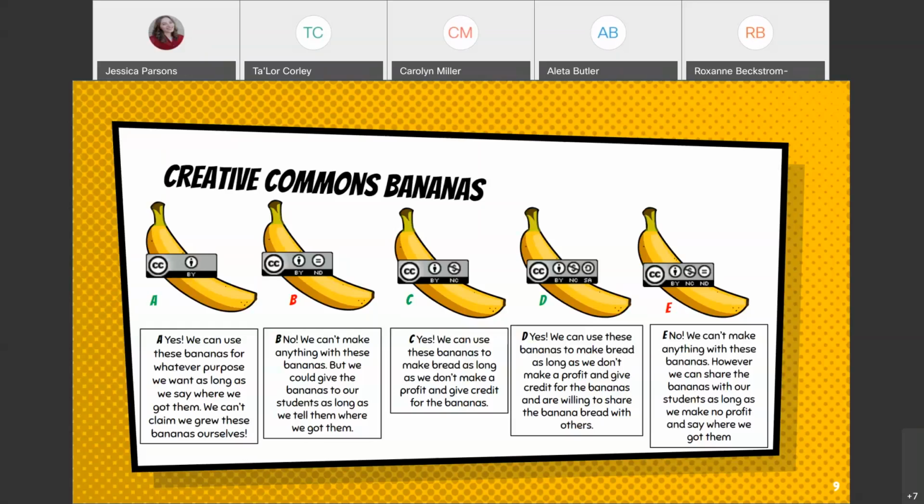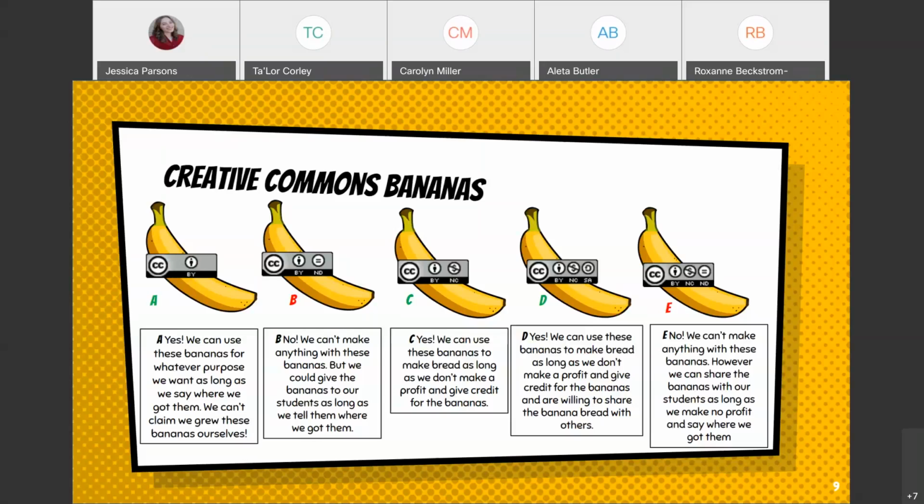And D, right on. We can make banana bread with the bananas. We just have to make sure that anyone else who wants to use those bananas to make banana bread can do so as well. One way of doing this might be to give the recipe to somebody or to give them the pan or the other cooking materials that we used to create the banana bread.